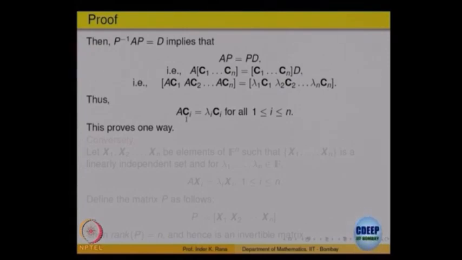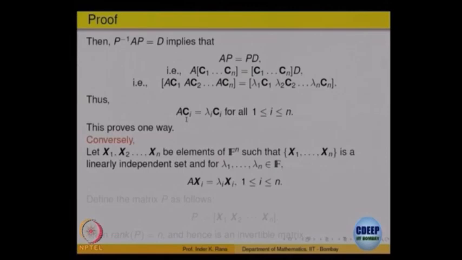Conversely, let us suppose that we have vectors x1, x2, ..., xn such that they form a linearly independent set, and the lambda i's are the corresponding eigenvalues. So, Axi is equal to lambda i xi. That is given to us, the property. What we want to show is that there is a matrix P such that P inverse AP is diagonal.